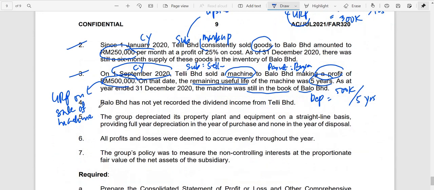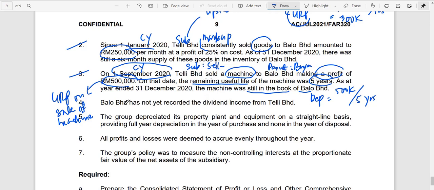Number 4 is about the dividend that was the income from the point of view of Balo, dividend income, but that has not been recorded. Bear in mind that dividend income from preference shares should not be taken credit by Balo. The dividend that has to be taken credit is the one coming from the ordinary dividend. So we are looking at the ordinary dividend. So you are informed that Balo has not recorded.